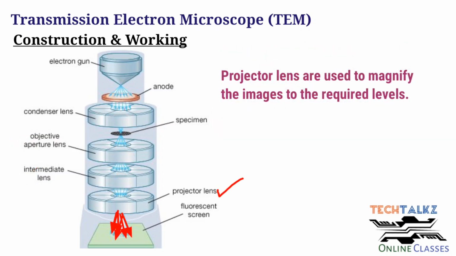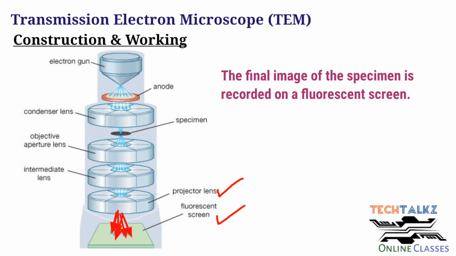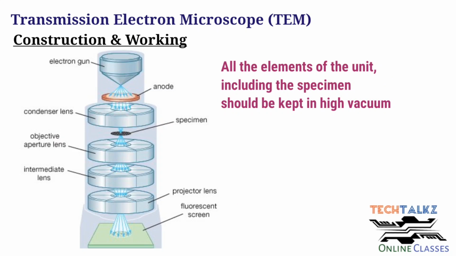Then this can be further magnified using a projector lens. The image can be defined and focused by adjusting the current through the electromagnetic coils of the lens. The final image, that is, the magnified image of the object, is recorded on a fluorescent screen. Then, in order to avoid external interactions, all the elements in the chamber should be kept in high vacuum.